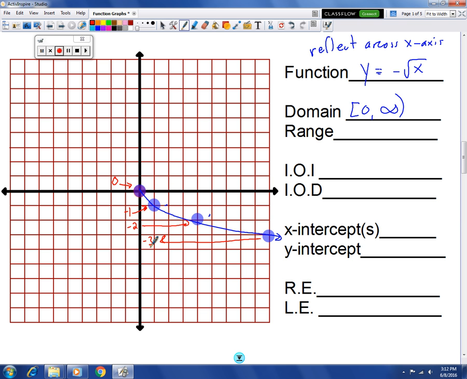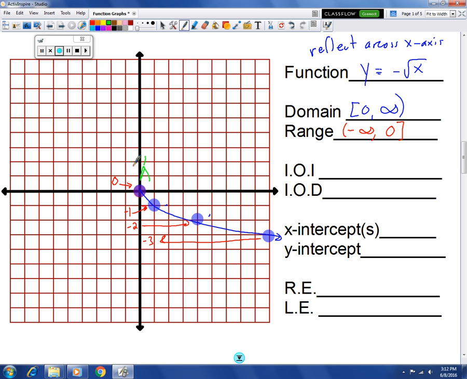Now, when you do range, you start with the lowest answer you can get. Negative 4, negative 5, negative 6. I can find any negative number I want. This keeps getting larger, so I start with negative infinity. It's very important you put these in the right order. And the highest answer I get is 0. Put a bracket there.